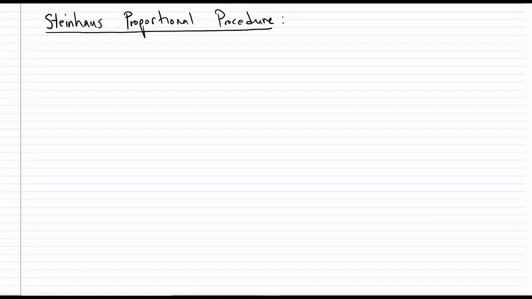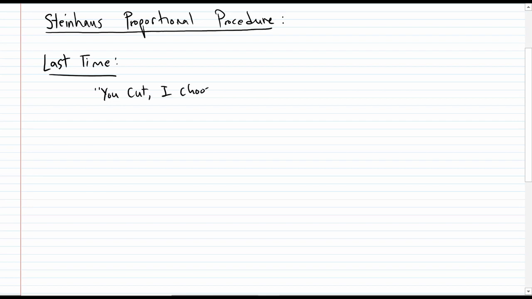Hi class. So last time we talked about cake division and we looked at the method of you cut, I choose. And we talked about it in terms of being a fair way to divide up a cake between two people. And if you remember, what did we mean by fair?